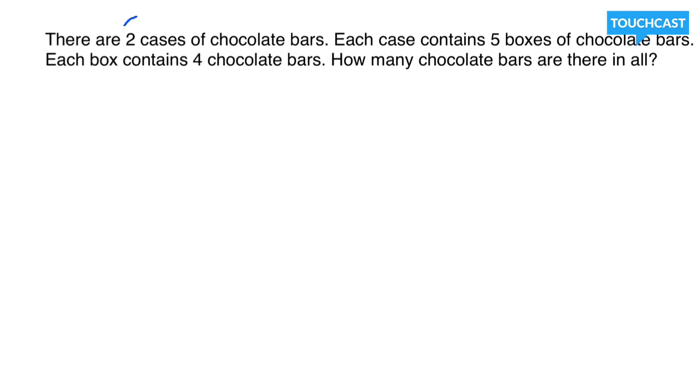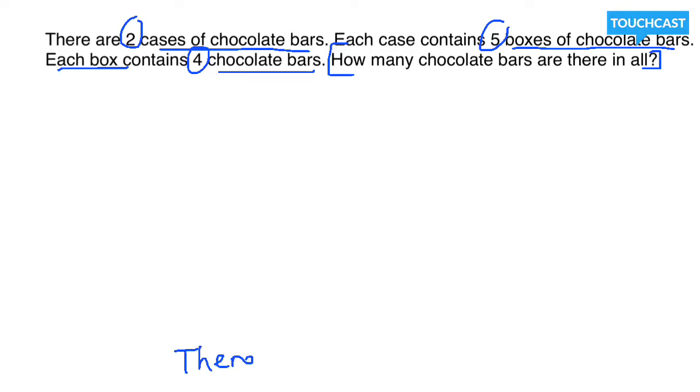Alright, chocolate, chocolate, chocolate. Number 3, there are 2 cases of chocolate bars. Each case contains 5 boxes of chocolate bars. Each box contains 4 chocolate bars. How many chocolate bars are there in all? Oh my gosh, so many numbers. Okay. There are blank chocolate bars in all.